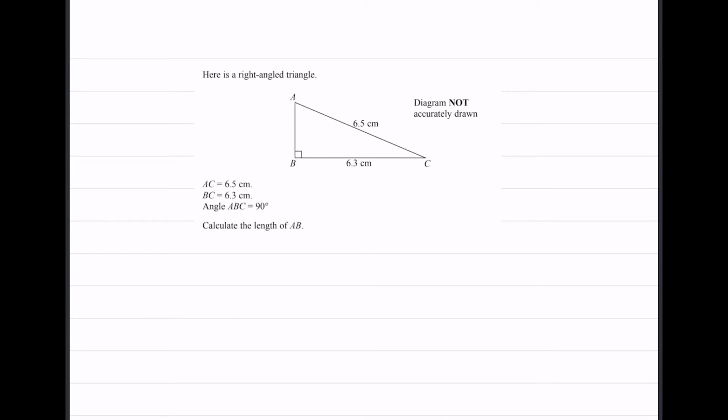Next question. Here is a right angle triangle ABC. AC is 6.5 centimeters. BC is 6.3 centimeters. Angle ABC is 90 degrees. Calculate the length of AB. So now we want to calculate the length of AB, and if we look at AB, we can see that AB is not the hypotenuse. AB is one of the shorter sides of the triangle, and I do in fact have the hypotenuse with its value being 6.5. The formula is the hypotenuse squared equals side 1 squared plus side 2 squared, so the hypotenuse is AC, so AC squared is equal to side 1, which is AB squared, plus side 2, which is BC squared.